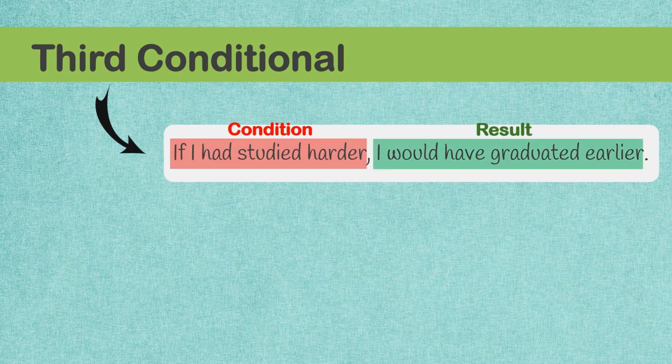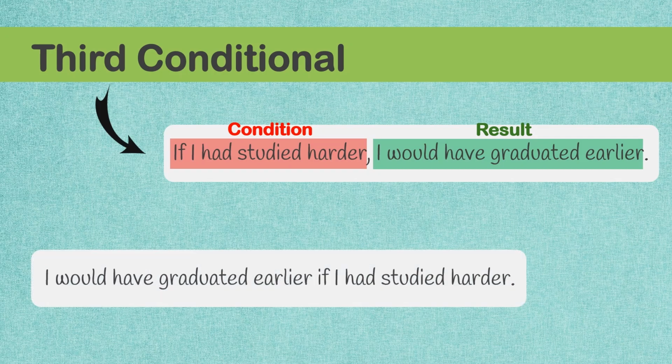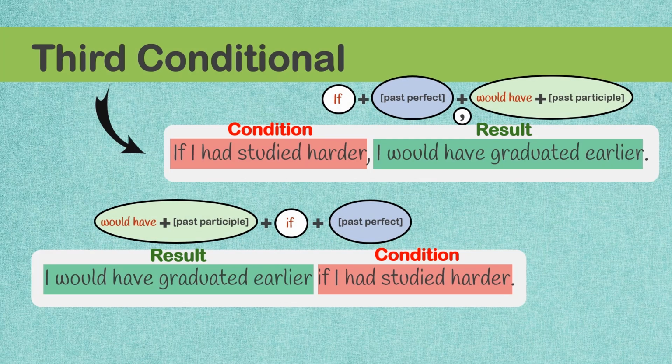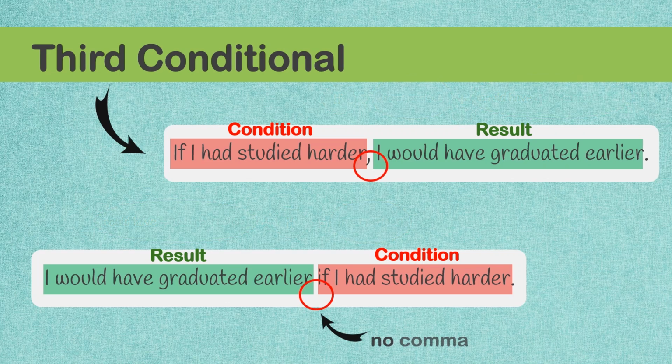We can change the order. For example, we could say, I would have graduated earlier if I had studied harder. Now the result comes before the condition. In this example, the structure is flipped, as you can see here. If we do this, we don't use a comma between the clauses.